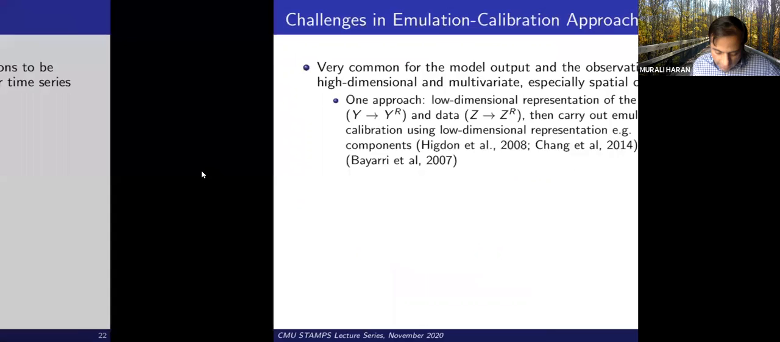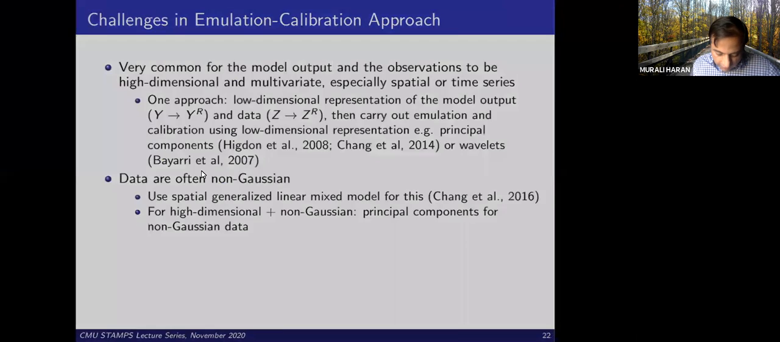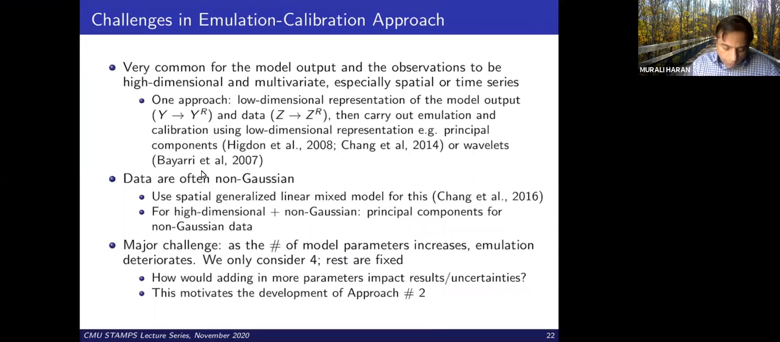And I'm going to skip this slide, except just to mention that often the data that we get are time series, non-Gaussian spatial data, and there's a lot of work that needs to be done in order to actually handle those details. And I'm skipping all of that here. Instead, I'm just going to note the major challenge is that as the number of model parameters increases, emulation deteriorates. It's harder to find a design that will actually fill up the space enough to give you a good sense of what those parameter values will be, and that will not allow you to do a good job of approximating the computer model.